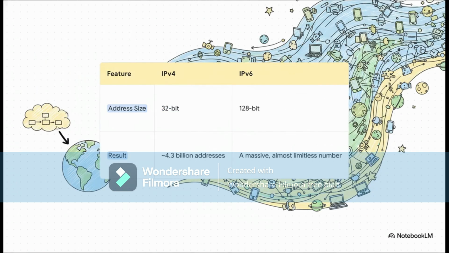All right, the first and most important difference is just the sheer size. An old IPv4 address was 32-bit, which gave us about 4.3 billion addresses. Sounds like a lot, but it wasn't enough. Now, an IPv6 address is 128-bit. That gives us a number so big, it's hard to even imagine. We're talking trillions of addresses. It's enough for every gadget on Earth and probably every gadget on a few other planets, too.